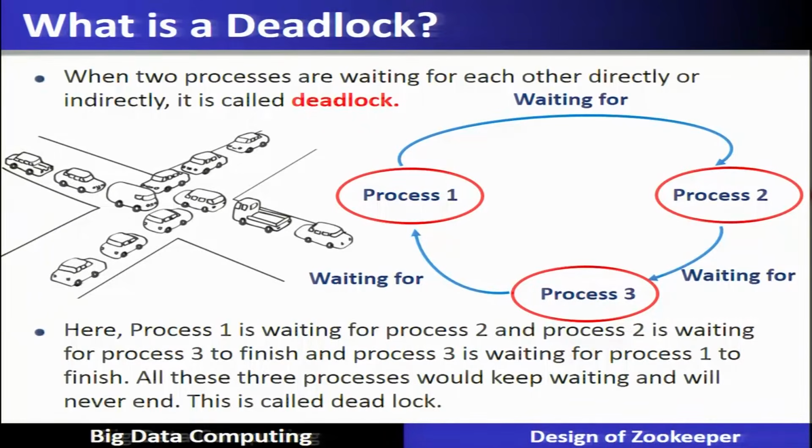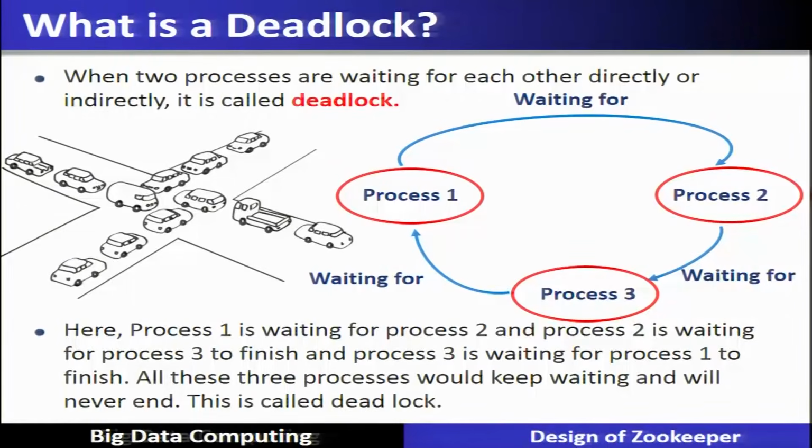When two processes are waiting for each other directly or indirectly, and none of them is able to progress, it is called a deadlock. Here in this example, a set of waiting processes 1, 2, 3 are said to be in deadlock if they are waiting for each other for resource allocation, and none of them can finish until the others complete. Hence, these circularly waiting processes are said to be in a deadlock.